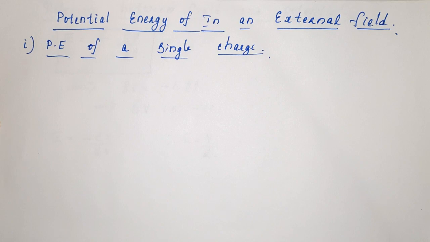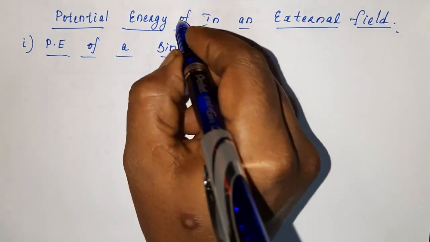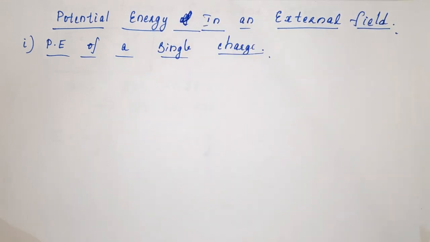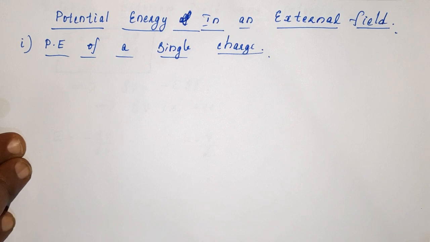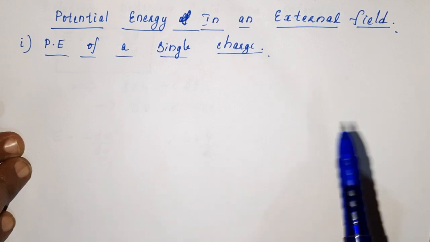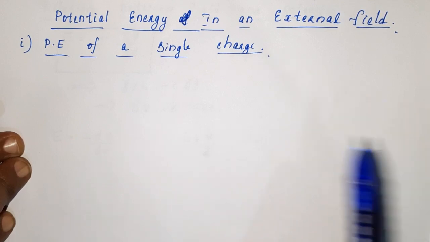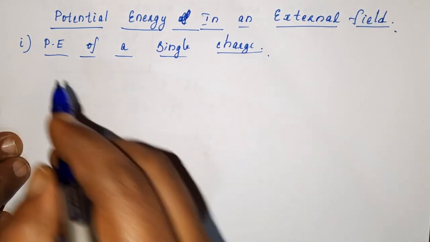So now we are discussing potential energy in an external field. What do you mean by the word external field? A field produced by some external means. We don't know how the field is produced. In an external field, first case is when a single charge is kept, and the second case is with two charges. That we will be discussing. So we are discussing the case when a single charge is kept in an external electric field.